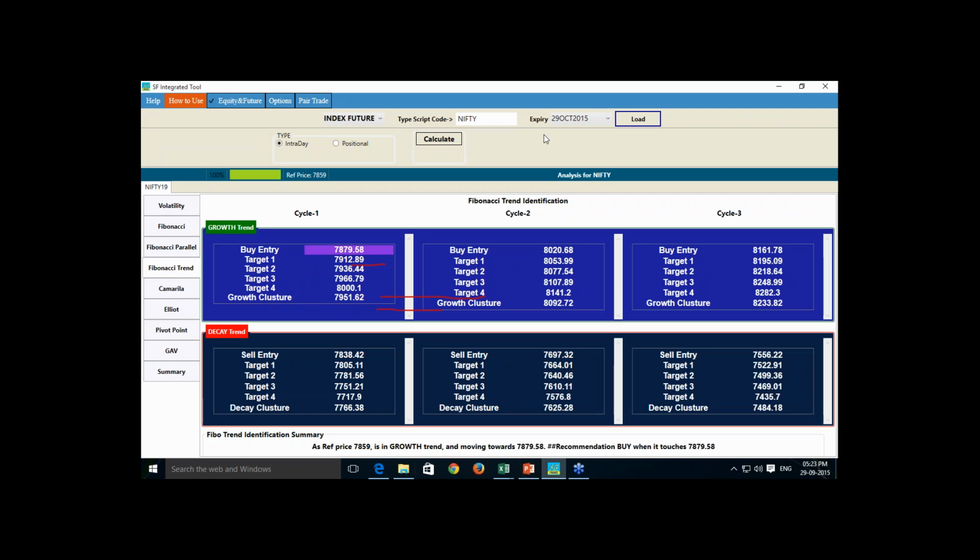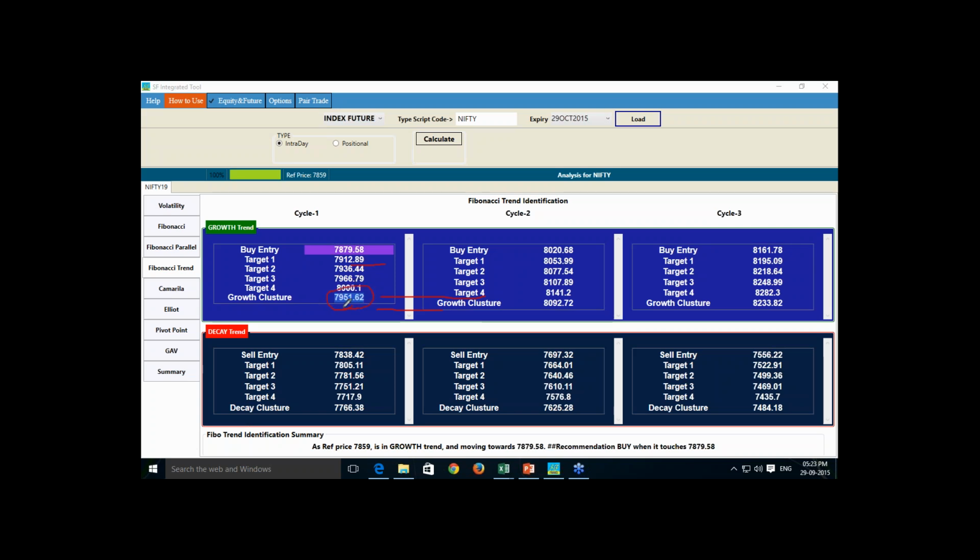Suppose now the market has ended. Today market has ended. Nifty future for tomorrow. If I go for this same Fibonacci trend, it is telling that you have closed at 7859 today. Tomorrow my uptrend confirms above 7879 or 7880, and I will be finding the toughest resistance at 7951, which is called a cluster. Cluster is nothing but the maximum resistance point I can feel.